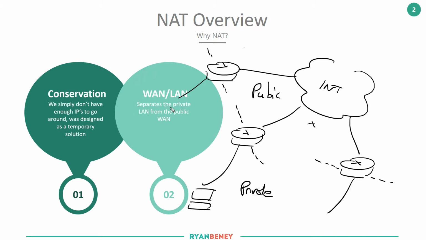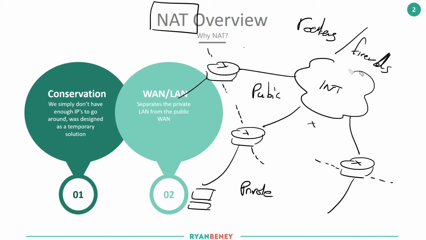So the separation between public and private is where NAT occurs, and NAT can occur on multiple different devices. Now, it can occur on primarily routers and firewalls.